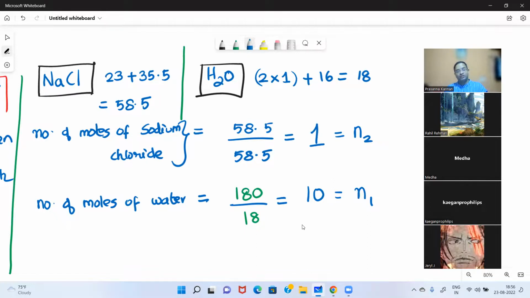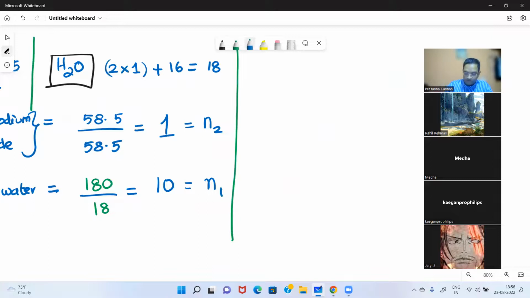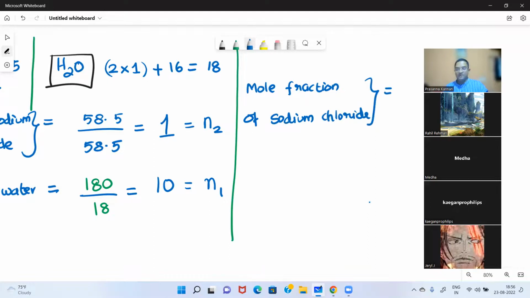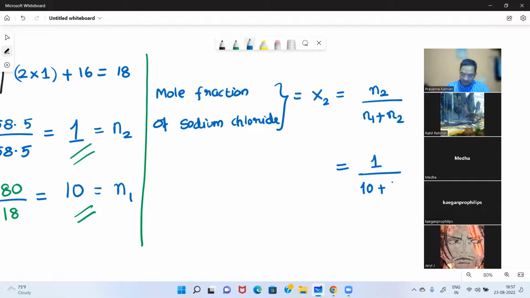So what is the mole fraction of sodium chloride, if somebody asks? Mole fraction of the solute. So mole fraction of sodium chloride, let me call it X2, is nothing but the number of moles of sodium chloride divided by the total number of moles of sodium chloride and water. What is the number of moles of sodium chloride? 1. What is the number of moles of water? 10. Therefore, it becomes 10 plus 1. So the mole fraction of sodium chloride becomes 1 divided by 11.